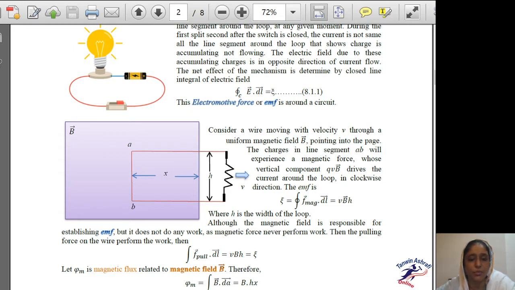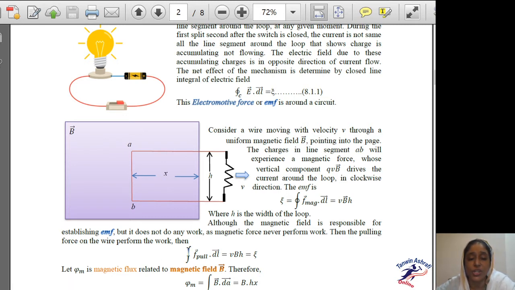The EMF is equal to the integration over a closed loop of Fm, the force of the magnetic field, which is equal to v B h, where h is the height, v is the velocity and B is the magnetic field. Although the magnetic field is responsible for the EMF, it does not do work. Then who does the work? The work is being done by the force of pulling. Magnetic field never performs work. Then the pulling force on the wire performs the work.